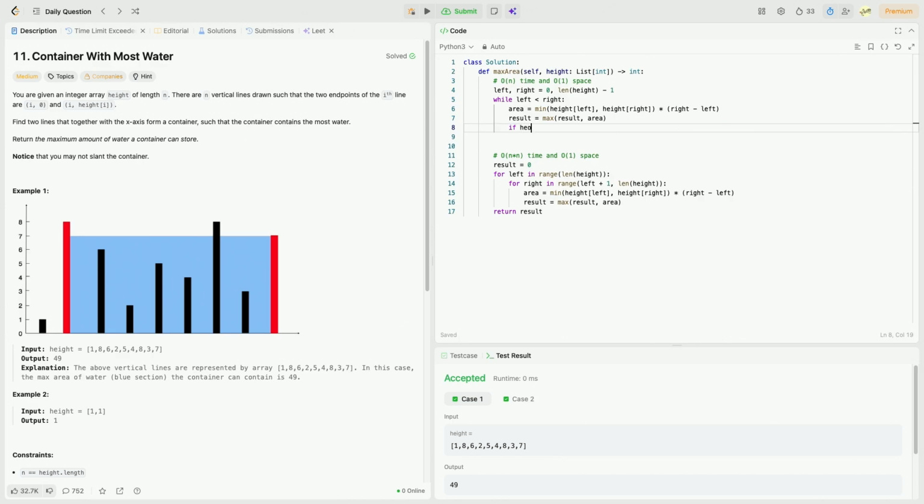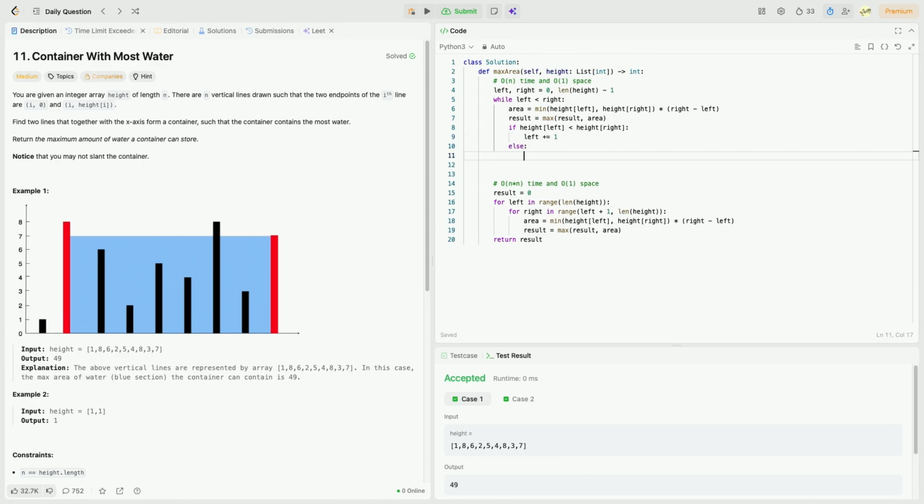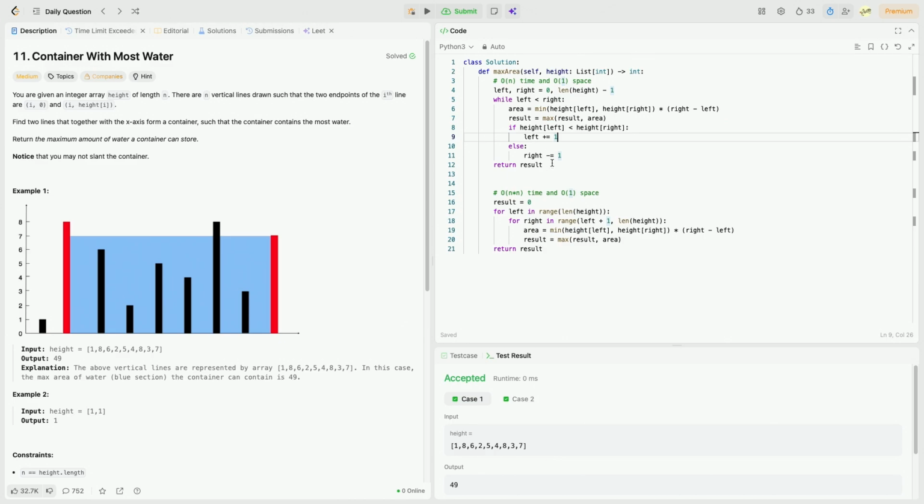So if height at position left is smaller than height at position right, in that case, we're going to say left gets incremented. Otherwise, we're going to advance right, and right, of course, needs to be decremented to move towards the left pointer. And then in the end, we just return the result. And that is everything you need.